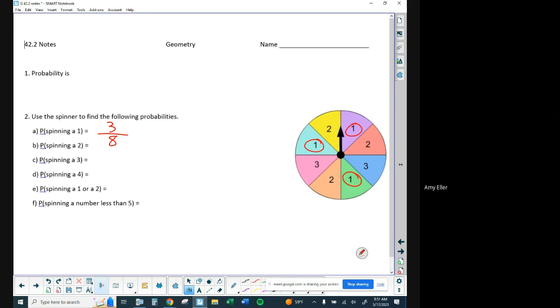Number two, part B. Spinning a 2. How many 2s are there? Oh, there's 3 of them. Out of total, there's still a total of 8 numbers on the board. 3/8 cannot be simplified. Go ahead and try the rest of them. See what you come up with. Always simplify.